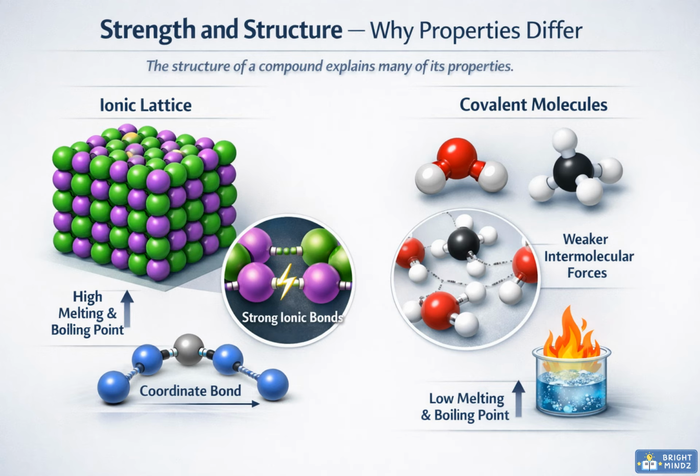The link between bonding and properties is structure. In an ionic compound, melting or boiling means overcoming many strong attractions in a giant lattice. In most covalent compounds, the strong bonds are inside each molecule, while the attractions between molecules are weaker. Coordinate bonds, once formed, behave like ordinary covalent bonds. So the key question is, are you dealing with forces inside a molecule or forces between particles?